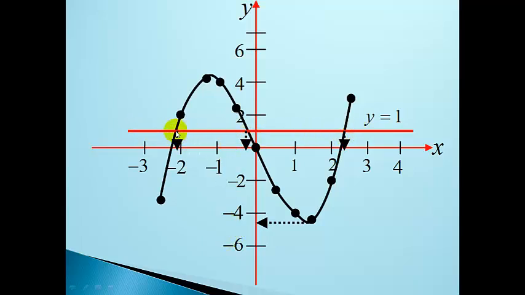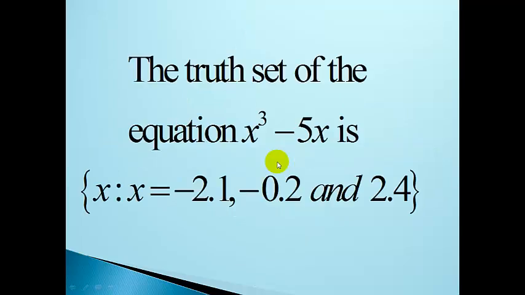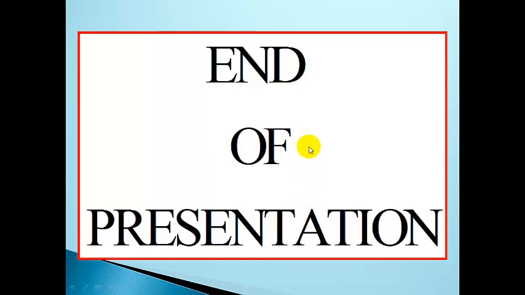Then we look at the points of intersection of the horizontal line and the graph. We have this point, and that point. This point is minus 2.1. Here you have 0.2, and here you have 2.4. I advise you to do this in your graph and see if you are getting the values you are getting here. Now the truth set of the equation x cubed minus 5x equals 1 is x equals minus 2.1, 0.2, and 2.4. This is the end of our presentation.